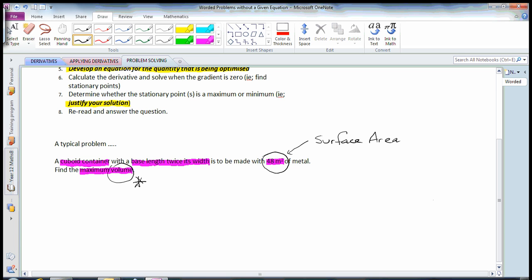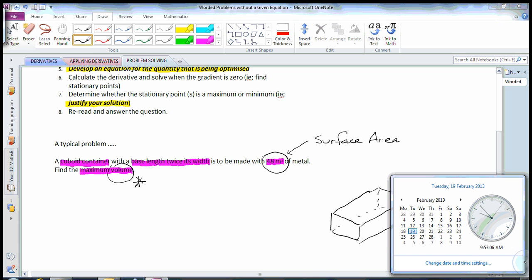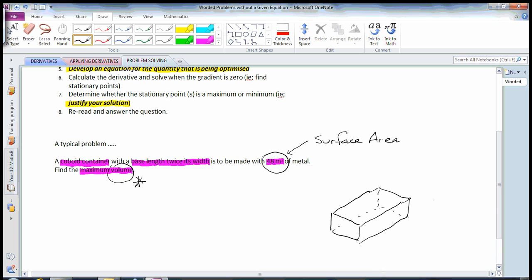So the next thing then is to draw myself a little bit of a diagram. So I'll go ahead and do that. So it's a cuboid container, which would make us think that it's a square base, but it then goes on to say that the base is twice the length of the width. So it's actually not a cube, it's more a rectangular base prism. So I'll just give myself a little sketch of a rectangular base prism. Hopefully you're a better artist than I am. Oops, my apologies there. So we have the height, we have our base length, and we have our width.